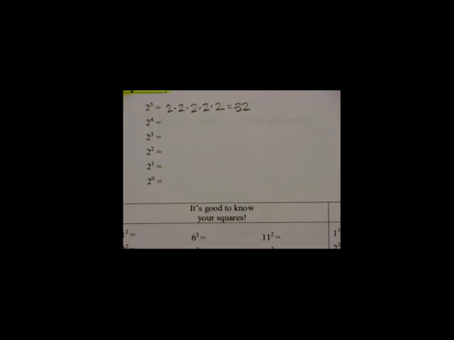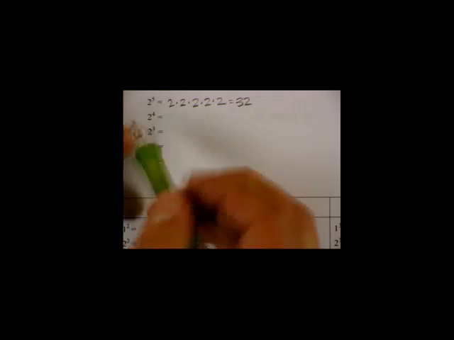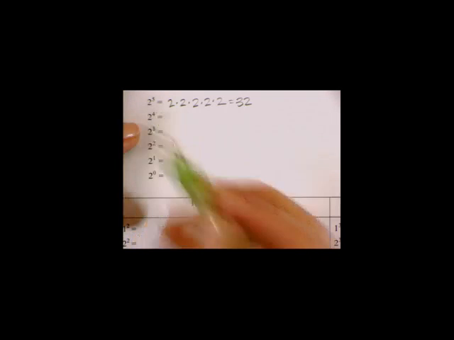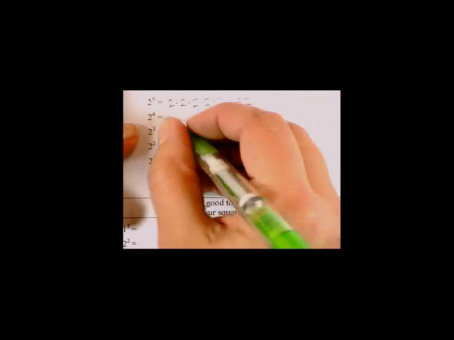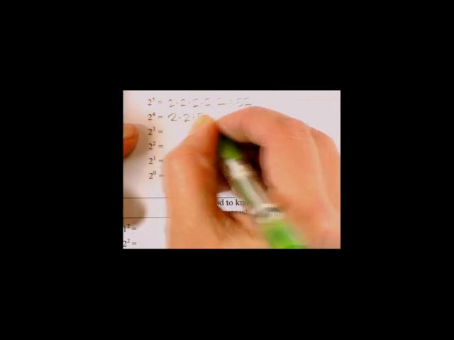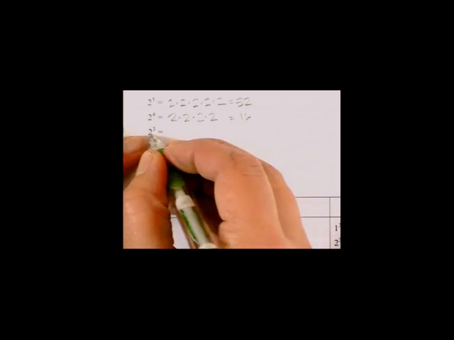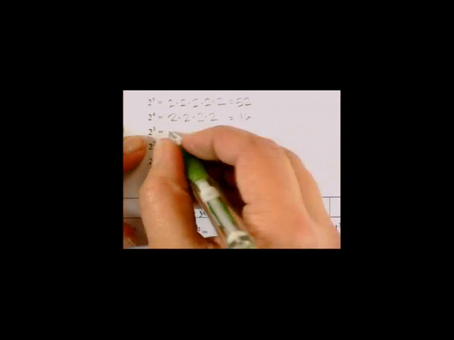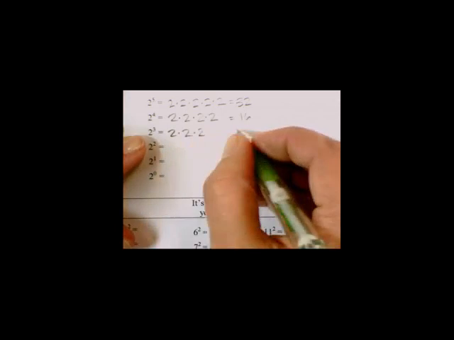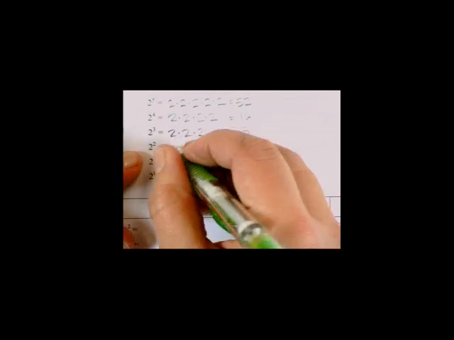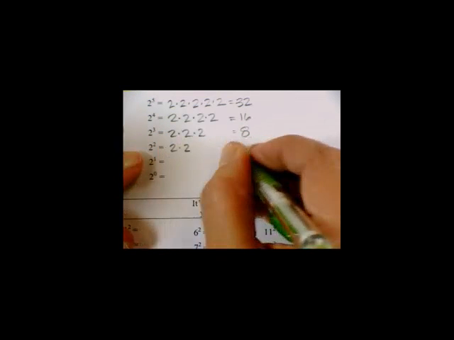Sorry, let me turn the autofocus off here. I'm multiplying 2 by itself 4 times. This is going to be 2 times 2 times 2 times 2, which is 16. This is 2 times itself 3 times, 2 times 2 times 2, which is going to be 8. 2 squared, that's 2 times 2, which is 4.